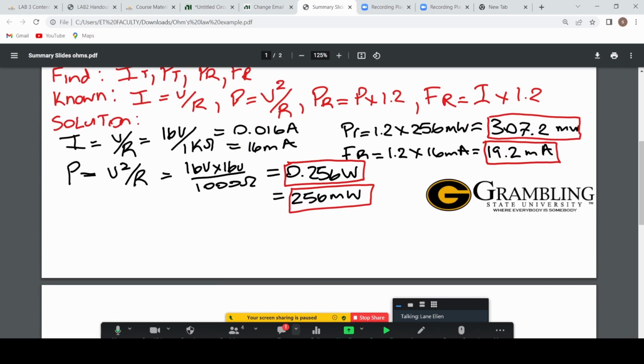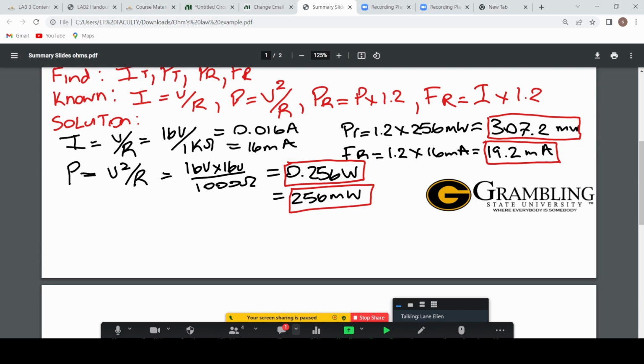And so again, here in our solution, of course, you can see we have the same equations, but we now substitute our values with the units, and we have our answer with the units. So again, 16 divided by 1000 gives us 0.016 amperes. And to write this in milliamps, it's going to be 16 milliamps. Likewise for power, V squared over R is 16 volts times 16 volts divided by 1000 ohms. It gives us 0.256 watts or 256 milliwatts.